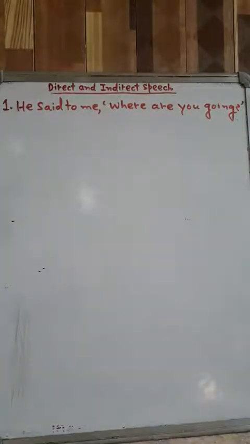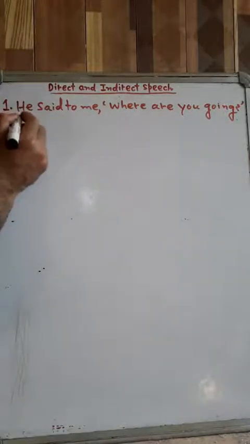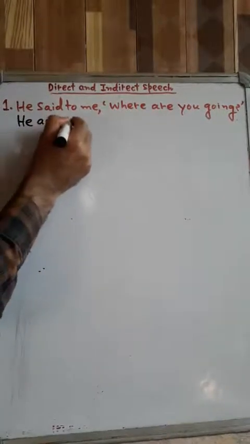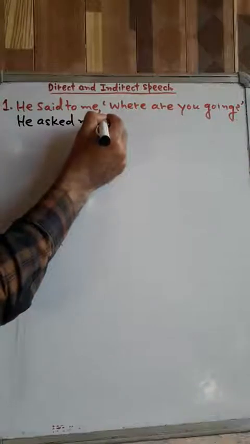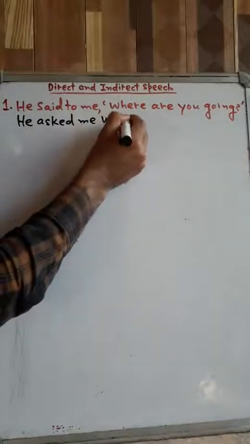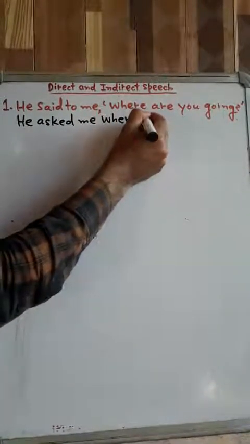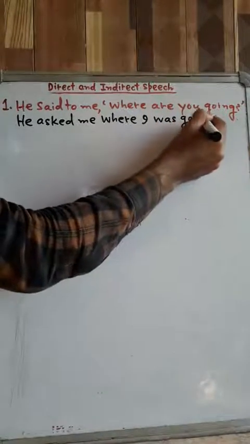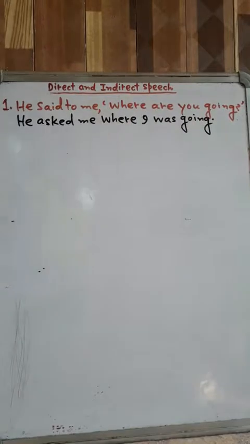And we know in questions how we change the reporting verb, and when the question begins with a WH word, we repeat the same word. First we change the subject, then the verb. He said to me. In the indirect, I can write, he asked me where I was going.